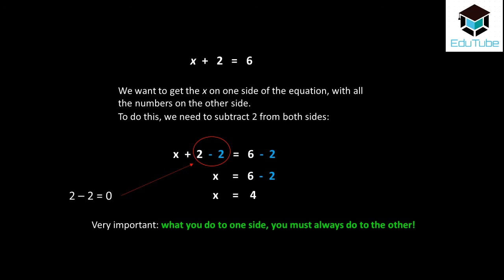The most important rule to remember when solving equations is that whatever you do to one side, you must always do to the other. So when we subtract 2 from the left-hand side, we must always subtract 2 from the right-hand side as well. Let's check our answer. If we replace the X in our original equation with the number 4, we get 4 plus 2, which is equal to 6. This is clearly true, so we know our answer is correct.